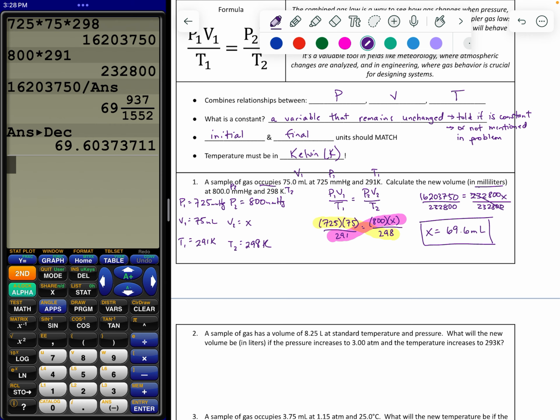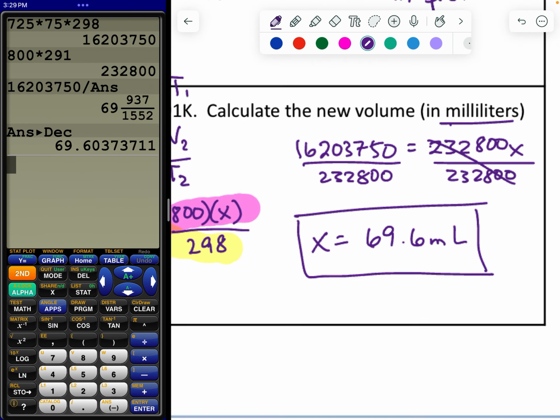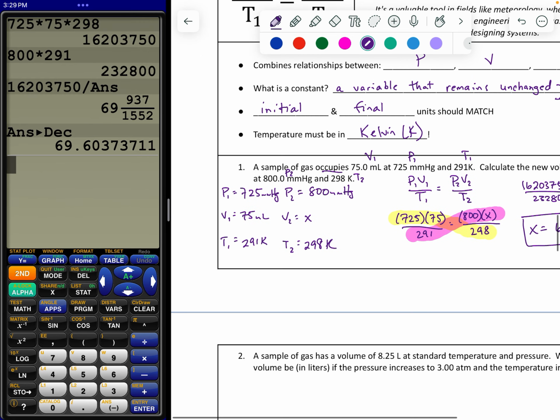Now, it's going to be interesting to identify these all at once, but if pressure goes up, then of course the volume should go down. That's based off of what we know about those relationships. And even though temperature increases as well, which would cause volume to increase, the change in pressure is greater than the change in temperature, which is why ultimately our volume is less than what we started with.